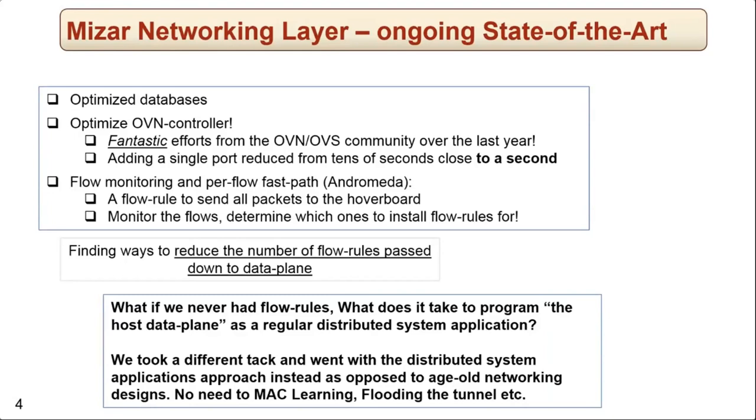So we stopped for a second and asked ourselves a question: what does it take to build a next generation overlay network that doesn't use any flows at all? What if we program the data plane just like you would build a regular distributed system application? Do away with all of these flow rules altogether, and build the data plane as a regular distributed system application. So we took that approach and went with the distributed system application model.